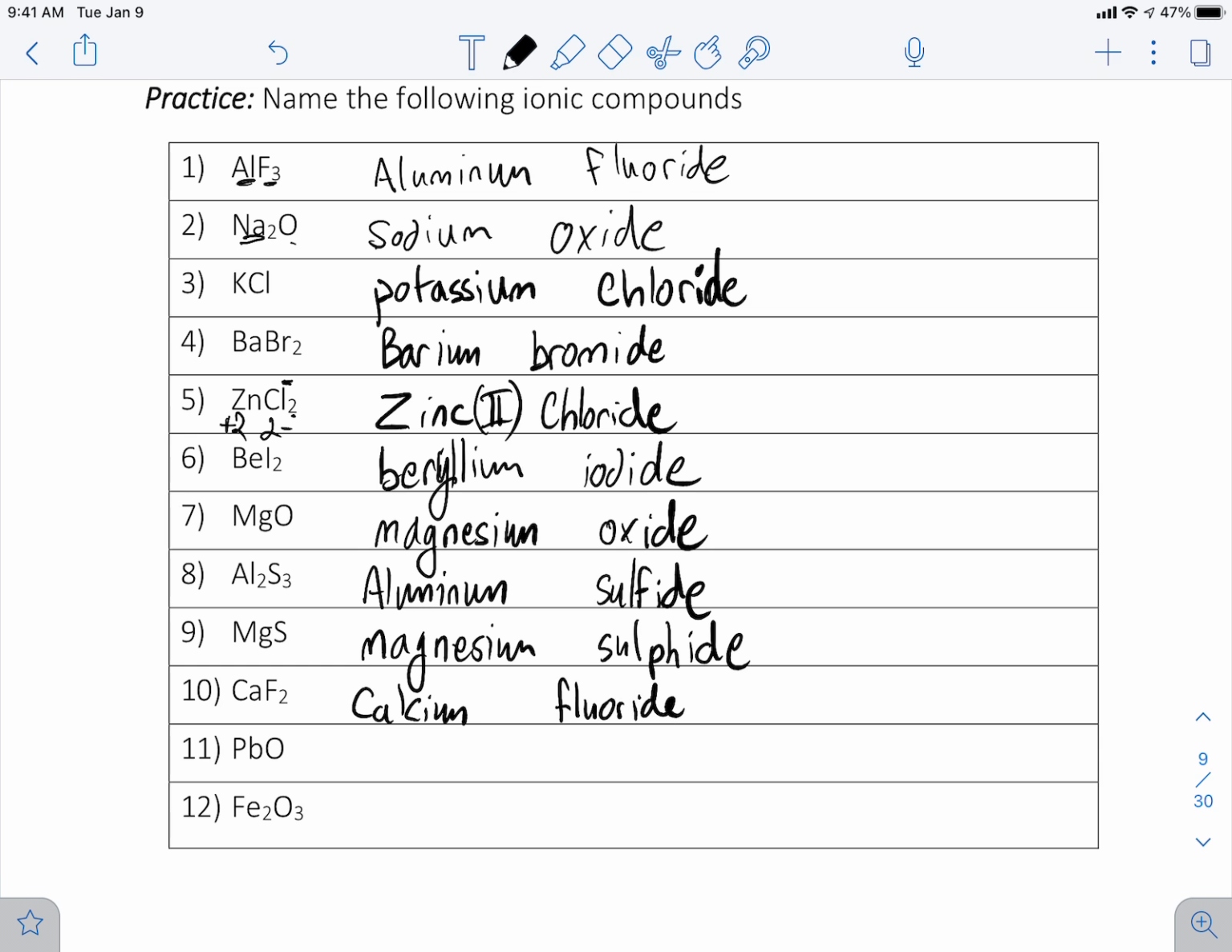And now we have a lead, and this is another example of a multivalent element. So I'm going to write out the lead and the oxide, but I need to figure out how much charge was on that lead. So I go to my ion table, I find out that oxygen has a -2, and there's only one of them, so I need to balance that with an equal charge. So I'm going to use +2. So I need to use lead 2.